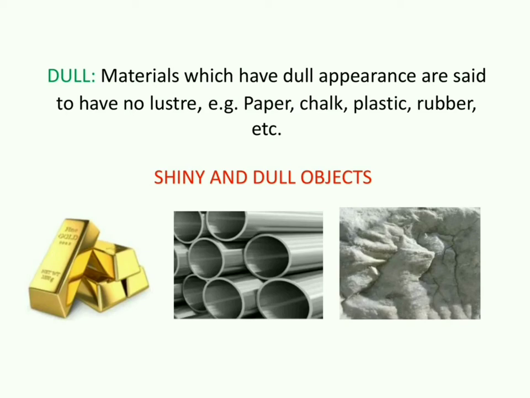But the question is, why do some metals become dull and lose their shine or luster? Usually, a metal loses its luster after some time due to the action of moisture and air on it. Therefore, only freshly cut metals appear to have luster on them. And examples of dull materials are paper, chalk, plastics, and rubber.